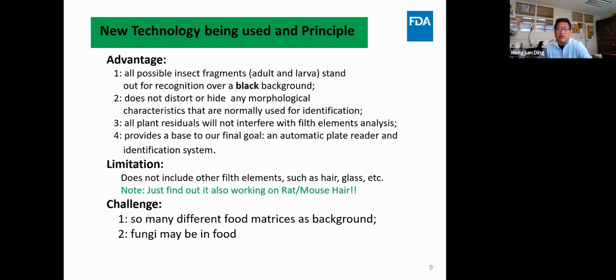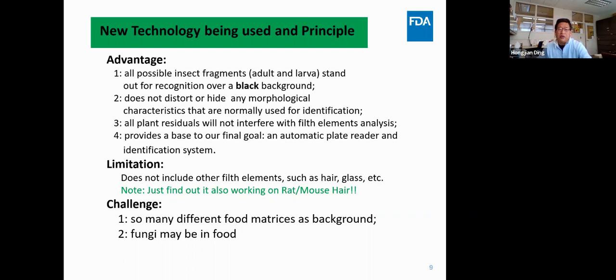Also, this kind of technology does not destroy or hide any morphological character that is normally used for identification. All plant material will not interfere with the filth element analysis, and it also provides a base for the final goal, an automatic plate reader and identification system.